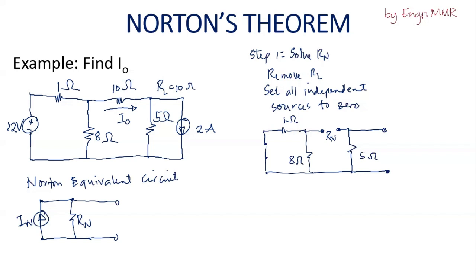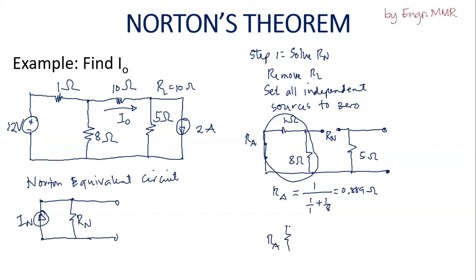Okay, what have you observed? We observe here that the 1 ohm and the 8 ohm resistors are connected in parallel. We call it RA. RA then is equal to 1 over (1 over 1 plus 1 over 8), or that is 0.889 ohm.